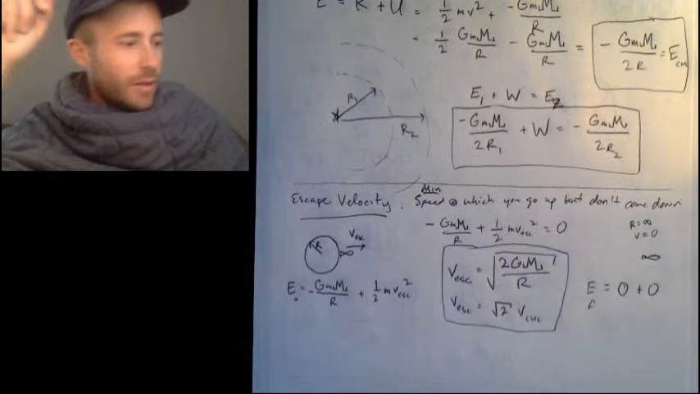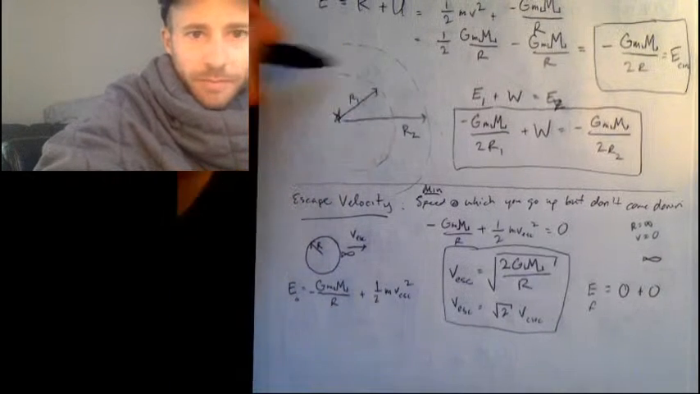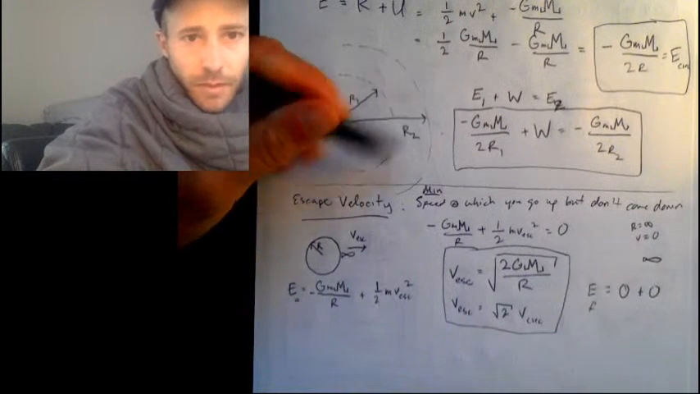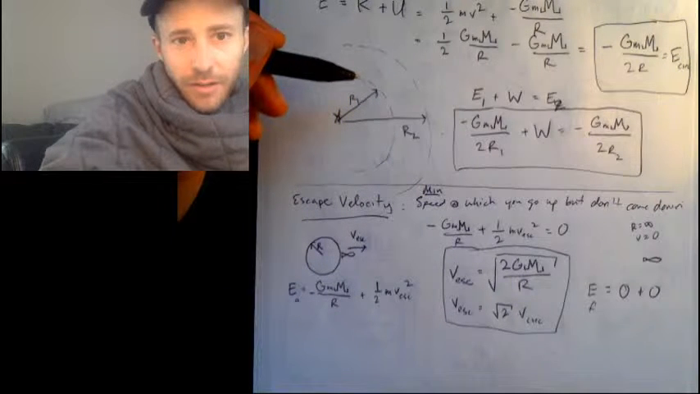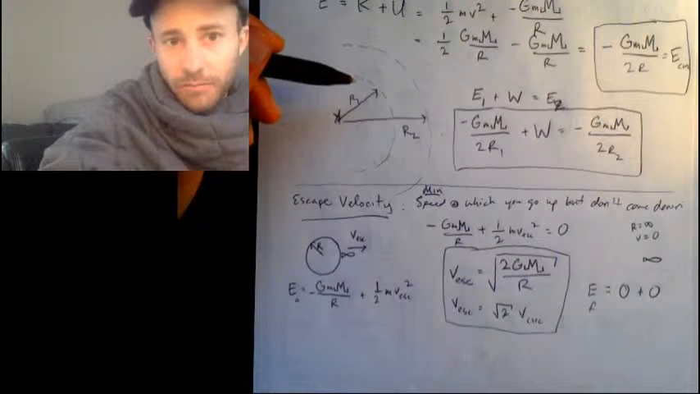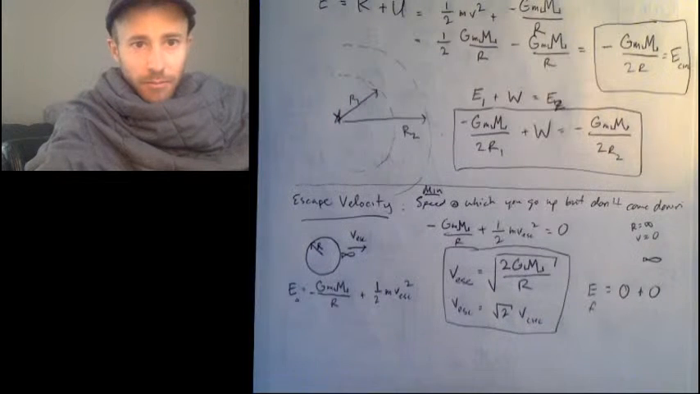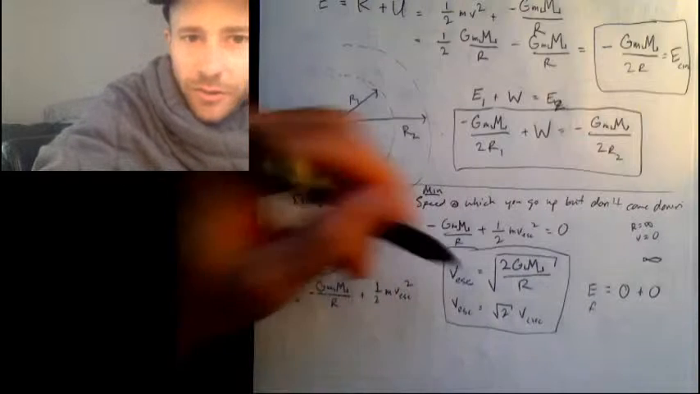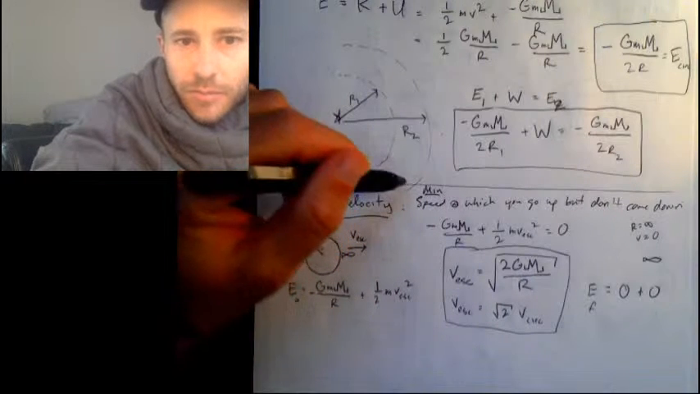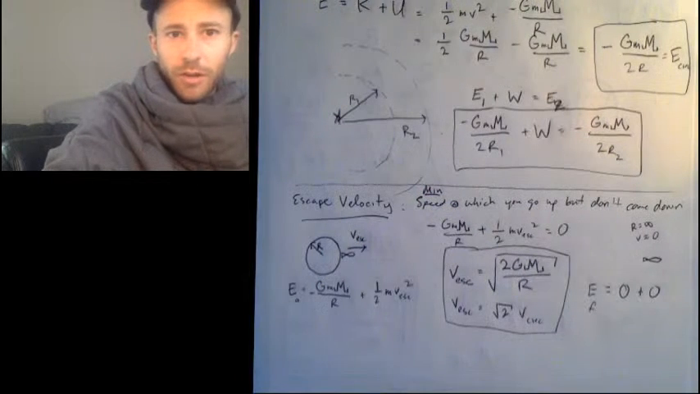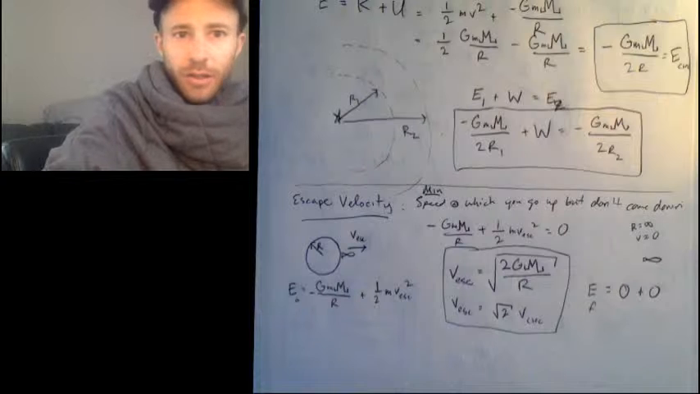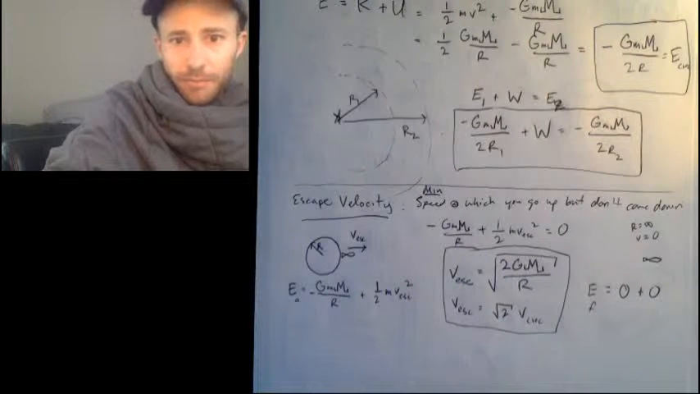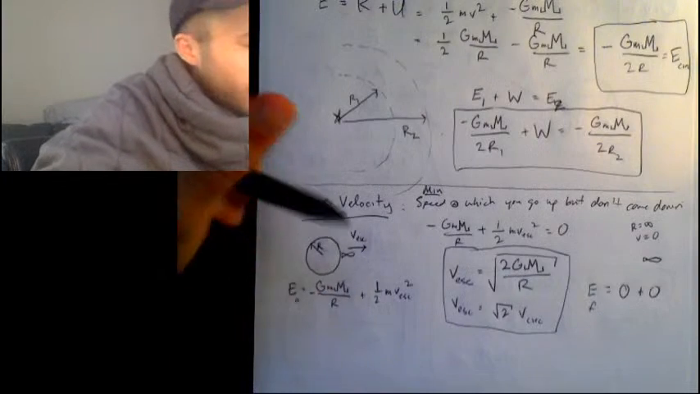So basically that means if you're in a circular orbit and you increase your speed by 41%, then you'll leave and never come back. All right? So that's kind of an interesting point. If you're in a circular orbit and you want to go away and never return, you increase your speed by 41% and you'll leave. I like that.